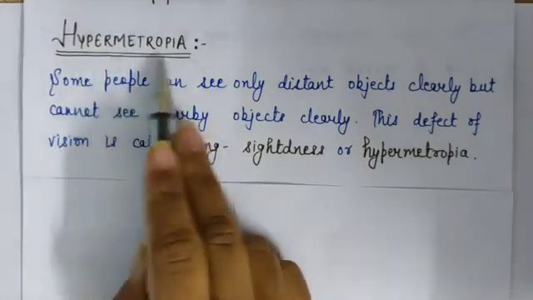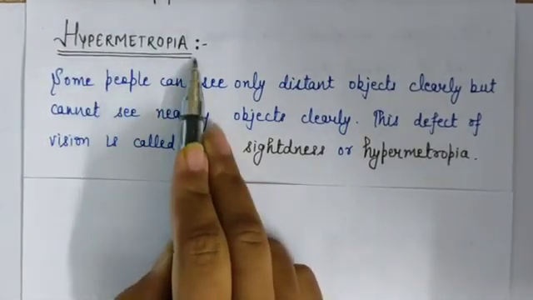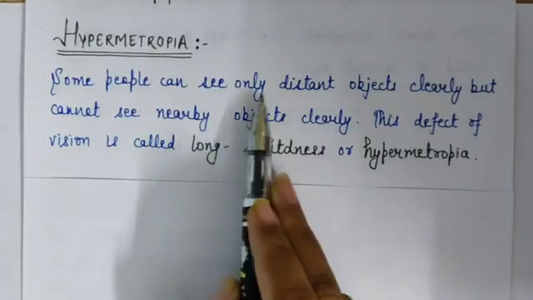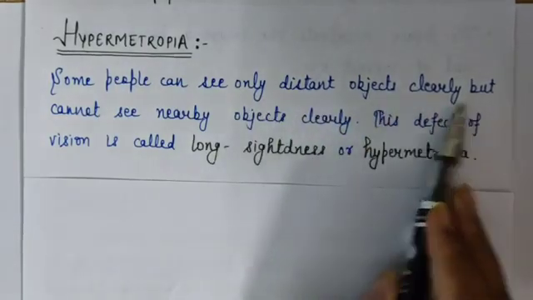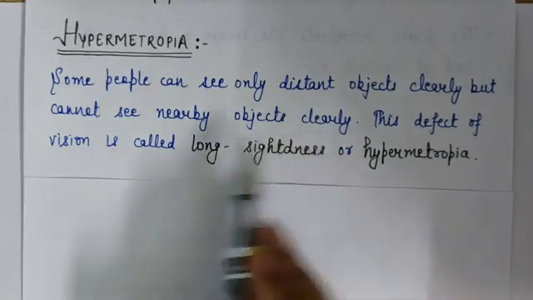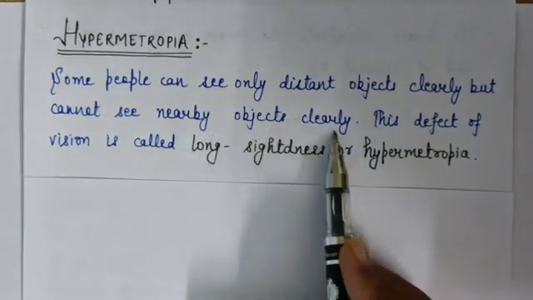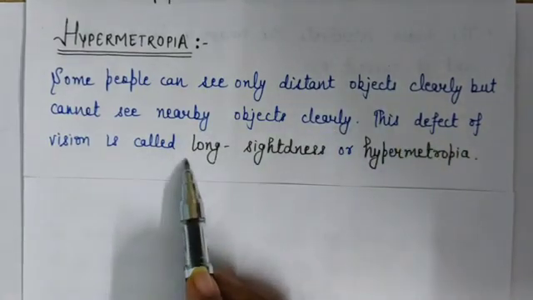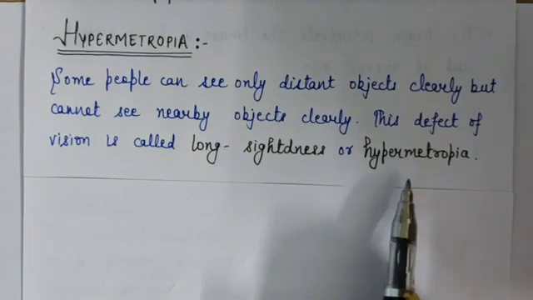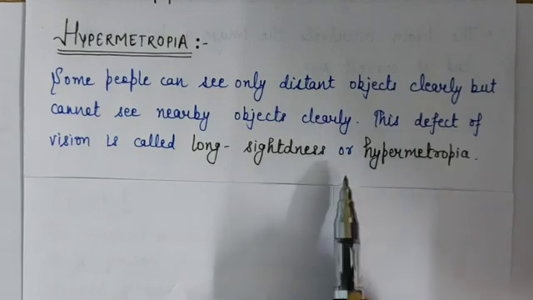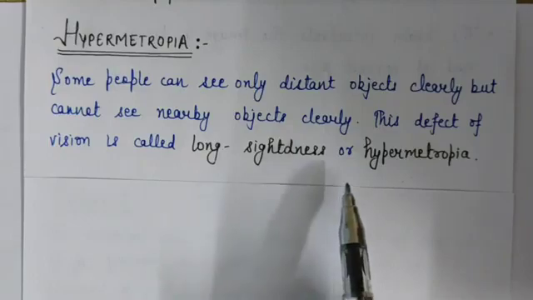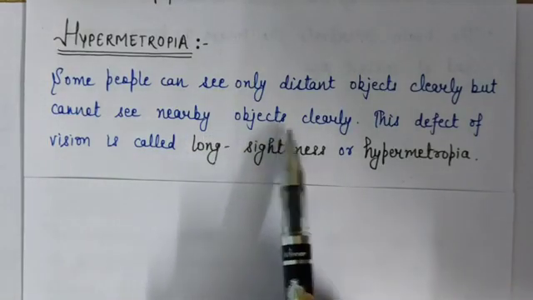The next defect is hypermetropia. Now what is hypermetropia? It is also called long-sightedness. Some people can see only distant objects clearly but cannot see nearby objects clearly. When a person cannot see nearby objects clearly, this defect of vision is called long-sightedness or hypermetropia. In this case the image is formed behind the retina, not on the retina. That's why they cannot see nearby objects clearly.